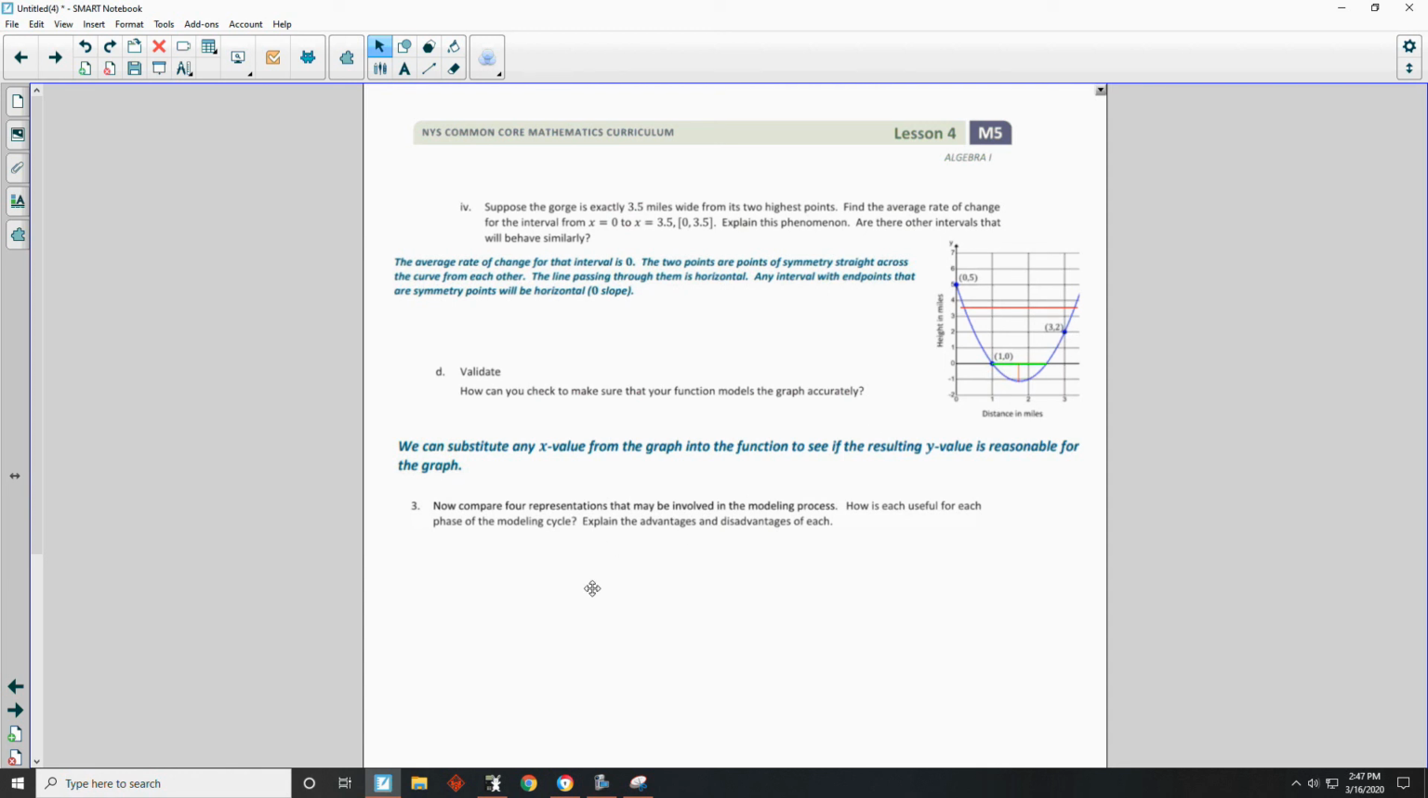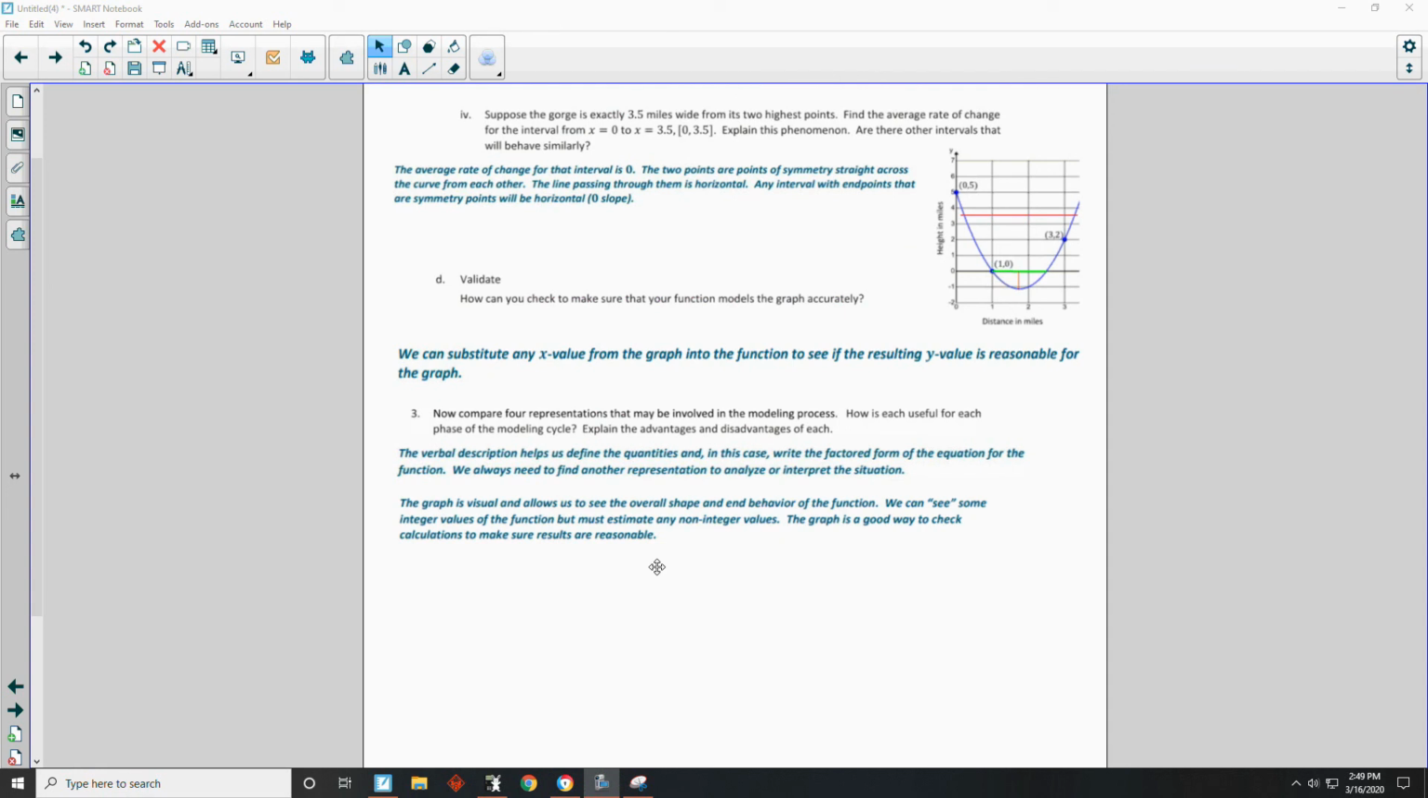Okay, number 3. Now compare 4 representations that may be involved in the modeling process. How is each useful for each phase of the modeling cycle? And explain the advantages and disadvantages of each. Okay. One representation is the verbal description. The verbal description helps us define the quantities and, in this case, write the factored form of the equation for the function. We always need to find another representation to analyze or interpret the situation.